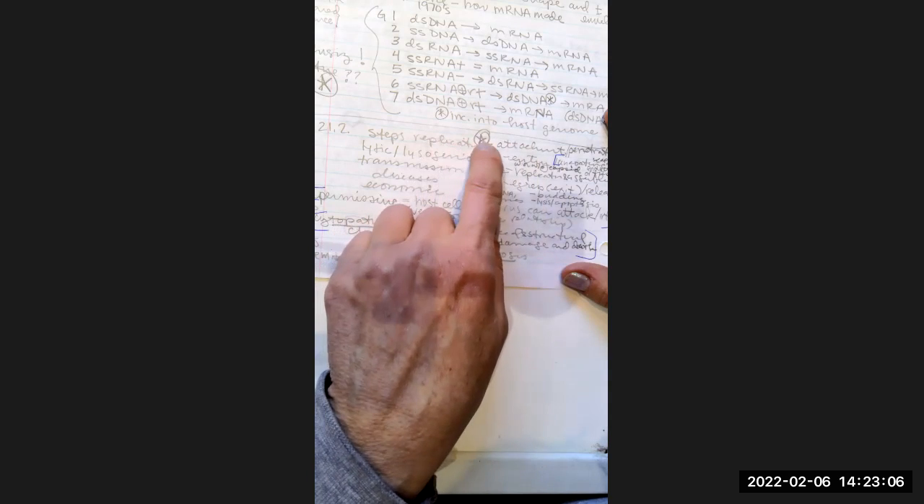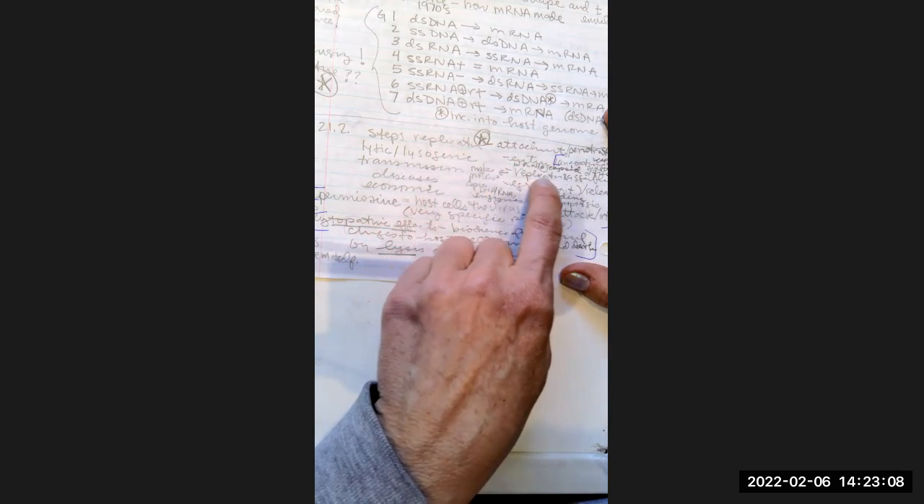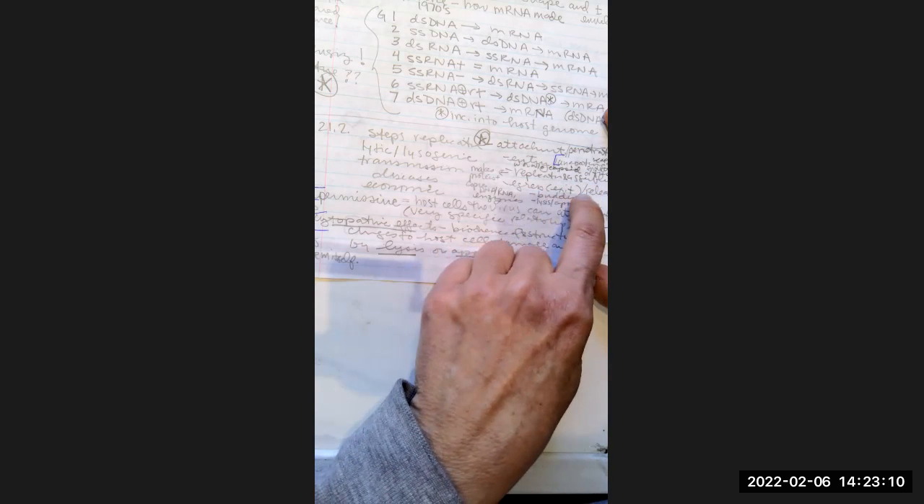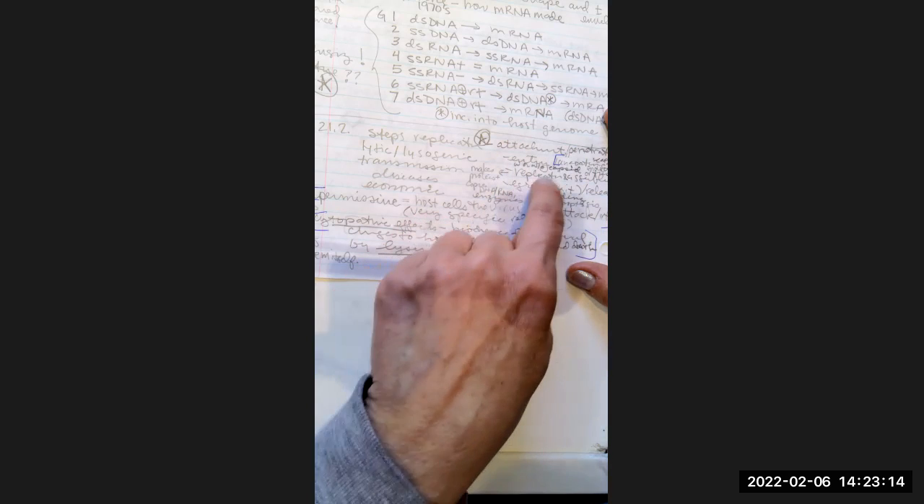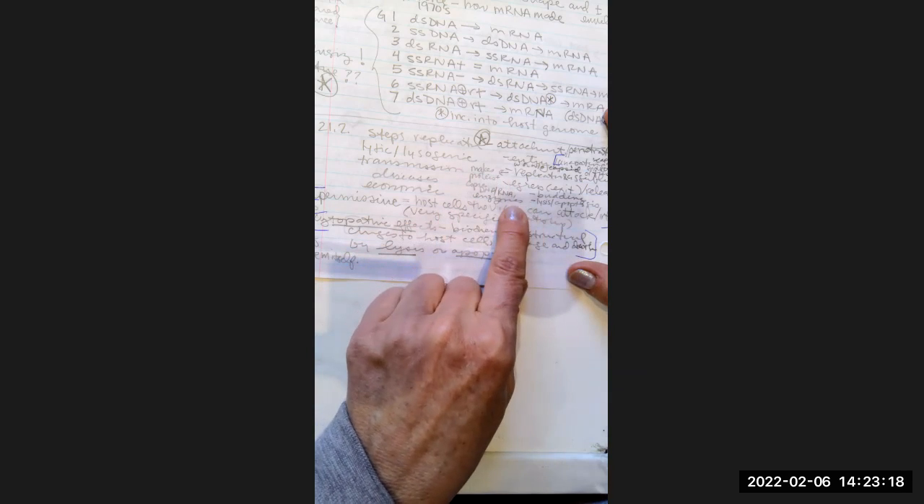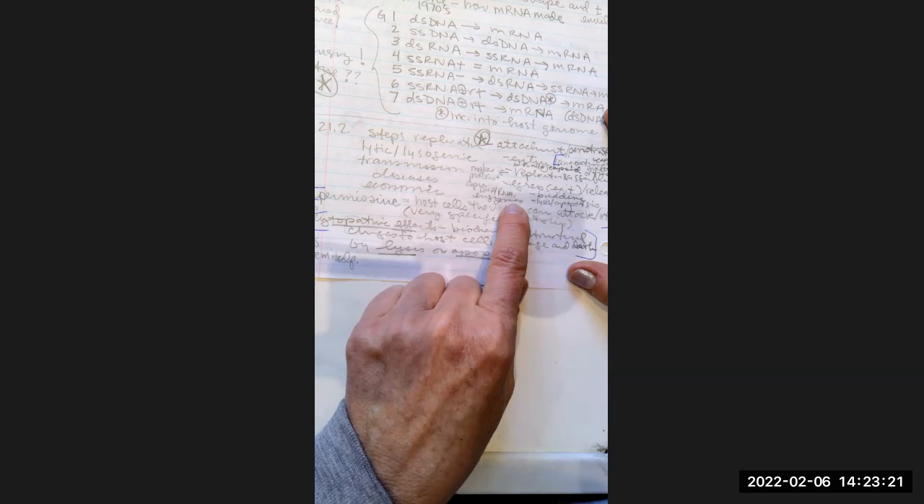Okay, so moving on to section 21.2. I have a whole bunch of really small writing over here because I didn't leave myself enough space. I wanted to go through the different steps in replication: attachment, entry, replication and assembly, egress, or release. I wrote some notes in here, but I might want to go back and rewrite this in a little more detail.